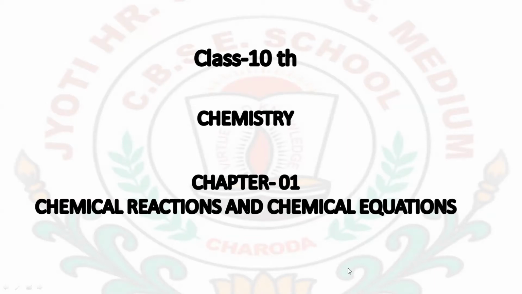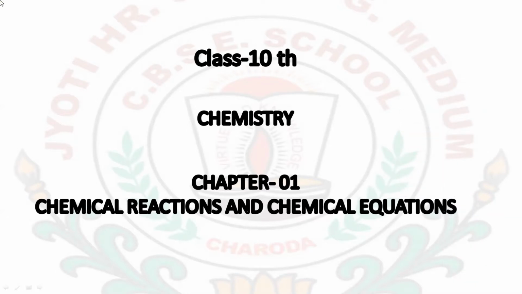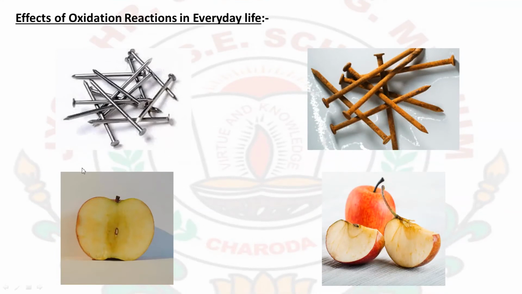Welcome back, students. So let's continue with the chemical reaction and chemical equation chapter. And in this part, we are going to study the effects of oxidation and reduction reactions in our daily life. In the last class, I discussed chemical balancing with you, and now we are going to discuss the next part of our chapter, which is the effect of oxidation reaction in our daily life.